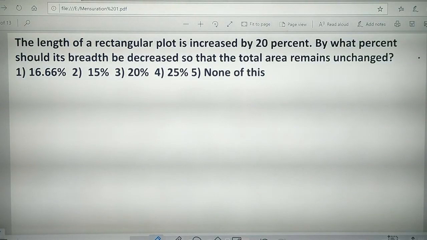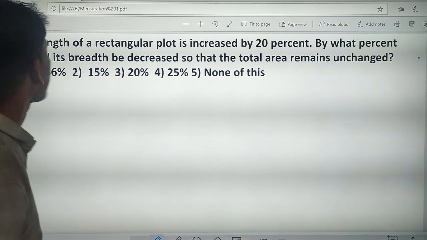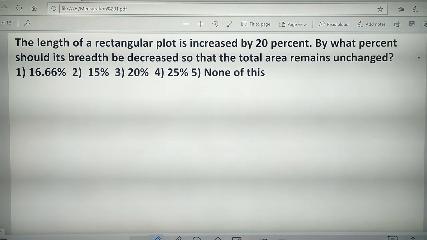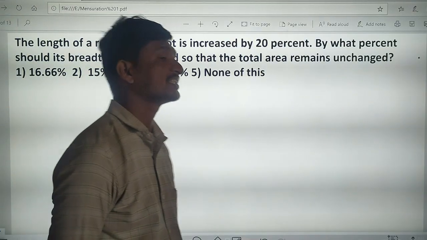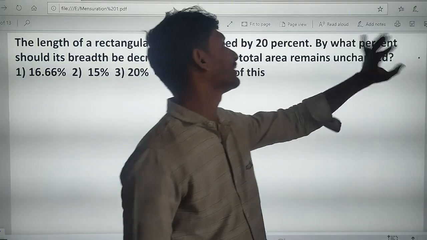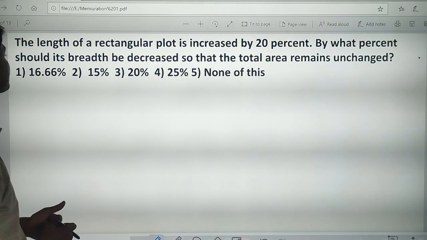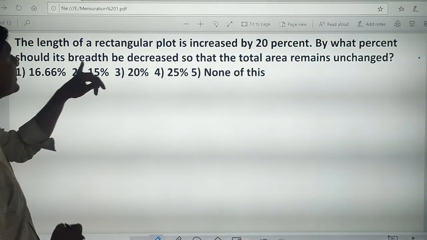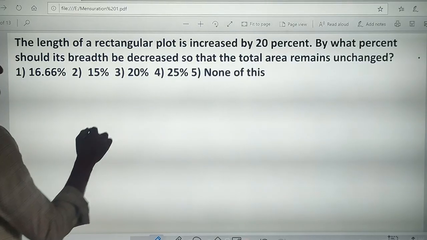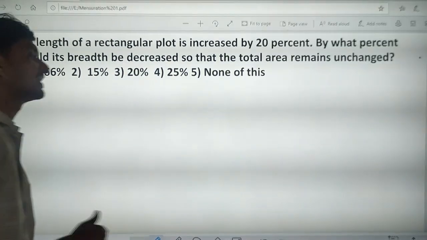The length of a rectangular plot is increased by 20%. By what percent should its breadth be decreased so that the total area remains unchanged? Here, your length is increased by 20%. Then your breadth is decreased by what percent, so that the total area remains unchanged?